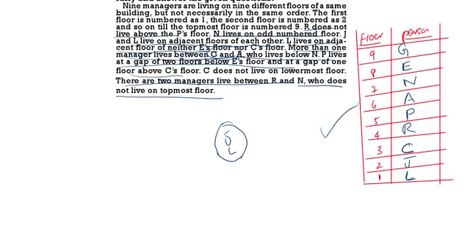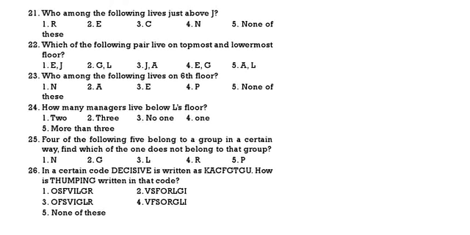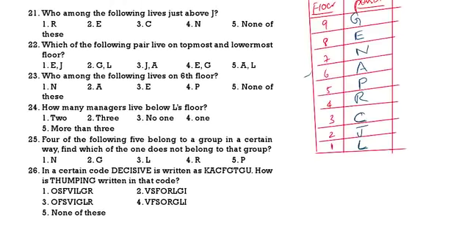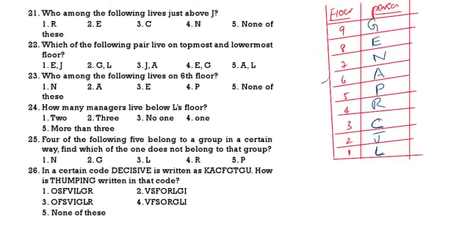Now based on this we should answer the questions. See the first one. Who is living just above J? Just above J, who is living? C. Which of the following is on the top and lowermost? So G and L. GL is the correct answer.